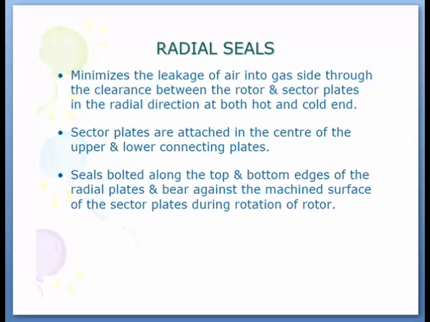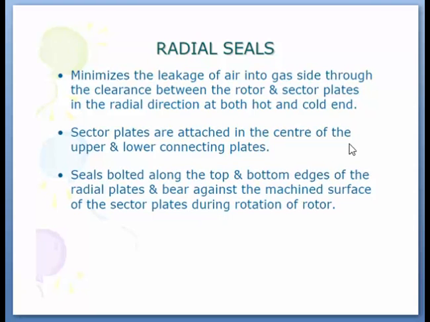Now we will see what is the purpose of providing radial seals. It minimizes the leakage of air into the gas side, as we had discussed earlier. The air side has more pressure in comparison with the gas side, through the clearance between the rotor and sector plates. In the next slide we will see the positioning of the rotor and sector plates in the radial direction at both hot and cold end.